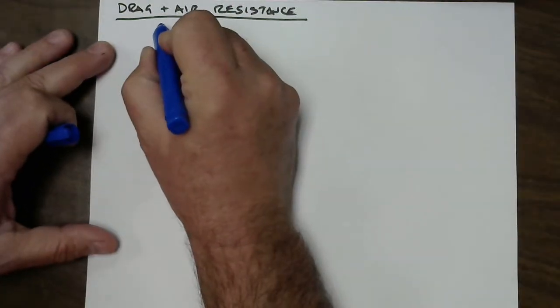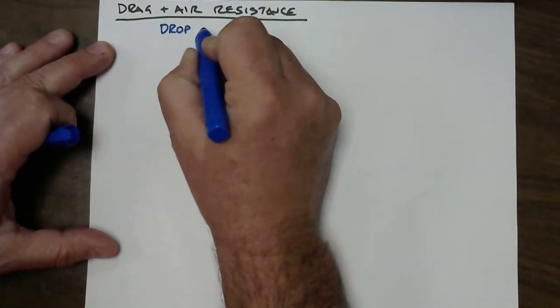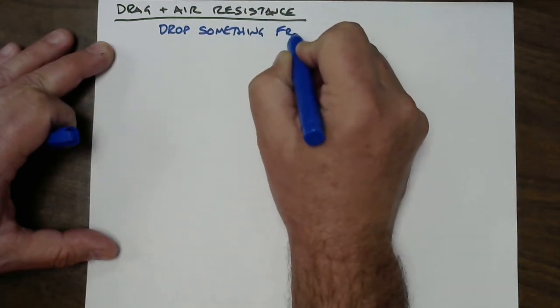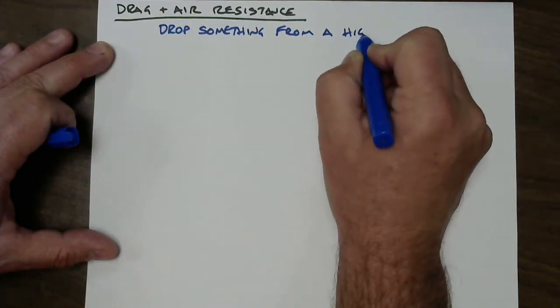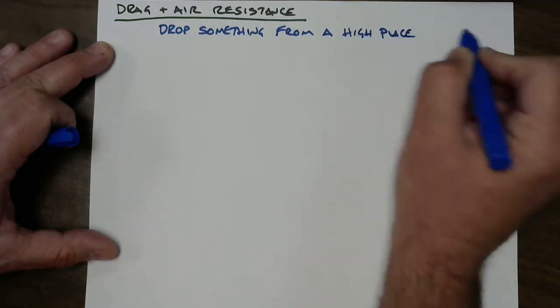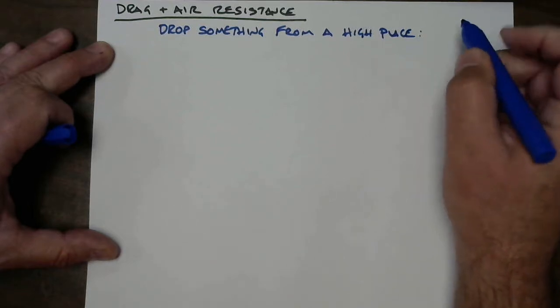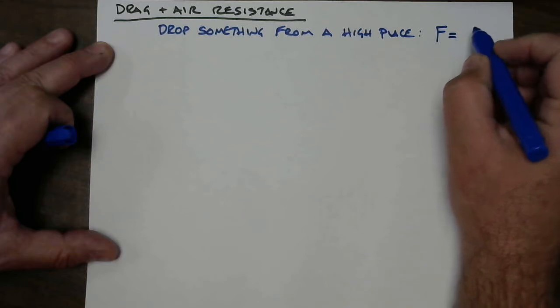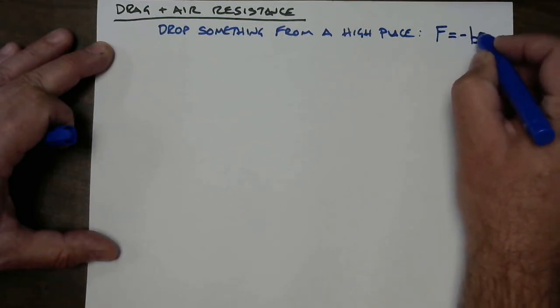When we did projectile motion, we ignored air resistance, and that's a rather silly thing to do because we live at the surface of the Earth, and there is quite a bit of air resistance. So basically, what we're going to do is imagine dropping something from a high place, and we're also going to assume that there is an air resistance which is equal to minus b times v.